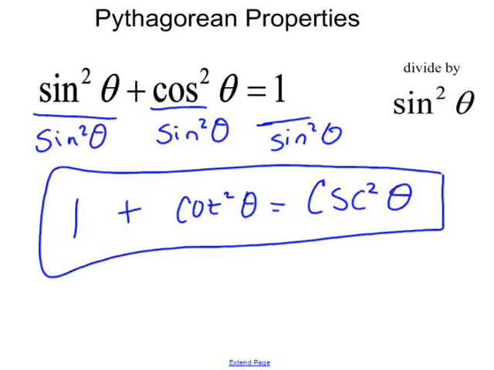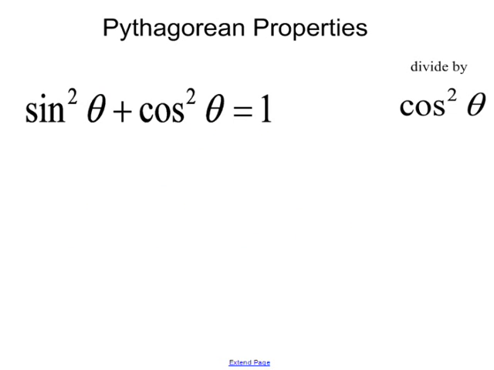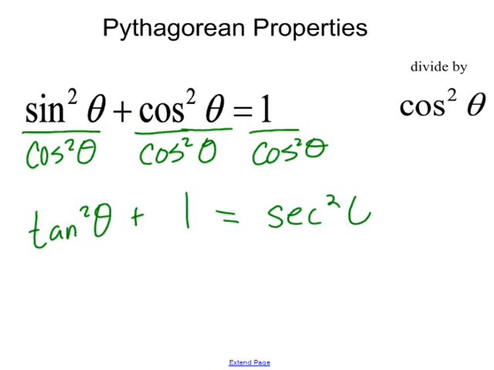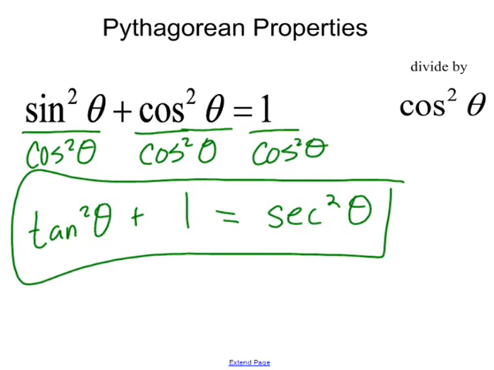And I bet you can guess what we'd probably do to get the other one. Since we divided everything by sine, now we're going to turn around and divide everything by cosine. So if I divide this by cosine squared, divide by cosine squared, divide by cosine squared, we know that sine divided by cosine is tangent. So sine squared divided by cosine squared is tangent squared. Cosine squared divided by cosine squared is 1. And we just learned that 1 over cosine is the same thing as secant. So 1 over cosine squared is the same as secant squared. All right, there's the third Pythagorean identity.